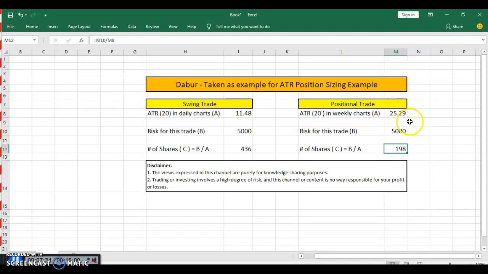On that day you can comfortably exit this trade, and your loss will be less than the maximum risk that you wanted to take for this particular trade. So by following this position sizing methodology, you'll be able to limit your loss for both the swing and positional trade, and you'll be able to make a decent amount of money if the move is going in your favor. I hope this video has helped you to learn some good knowledge about position sizing, because I see many people struggling to do proper position sizing in both swing and positional trading.